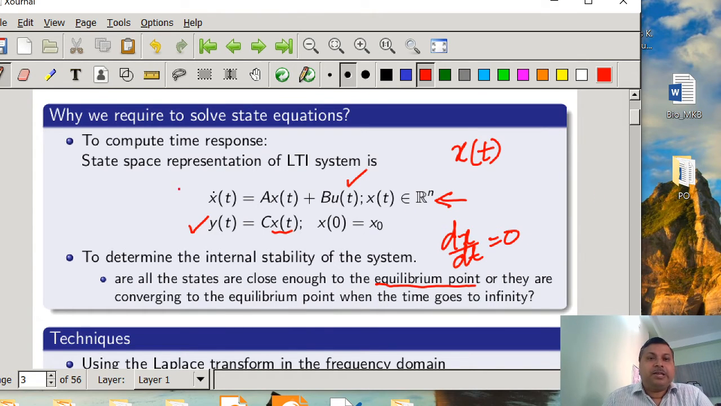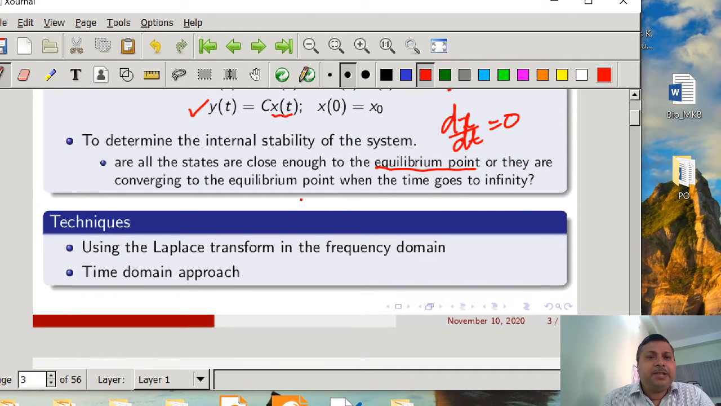So with these two objectives, we want to solve this set of differential equations, and in this discussion we will understand how we can solve this set of differential equations effectively. The technique we can use is the Laplace transform; the solution can be achieved completely using the Laplace transform approach in the frequency domain, or we can go for the time domain approach. But the most interesting and important thing is the time domain approach, because the system representation is in time domain.